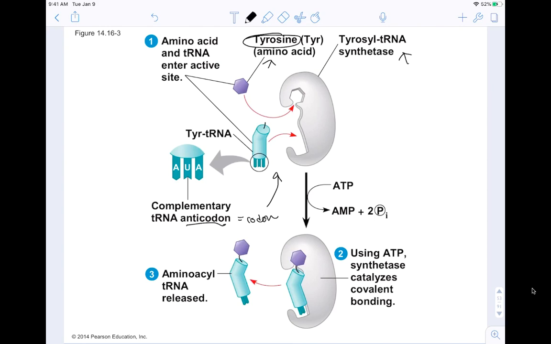So then you have the aminoacyl tRNA released once it is done. It uses ATP. Synthetase is going to catalyze covalent bonding. So then we have our completed little tRNA unit.